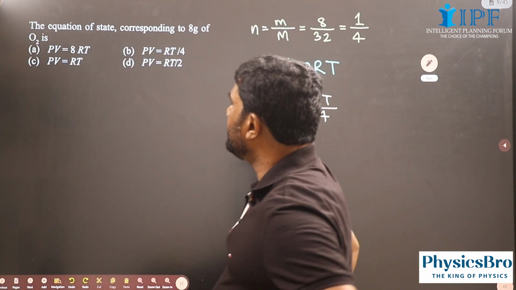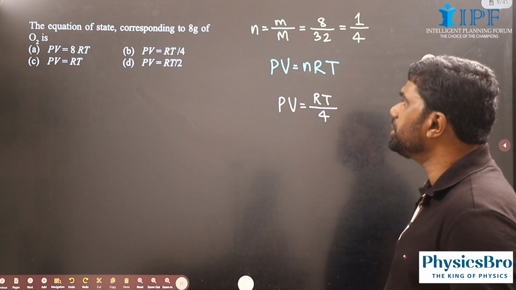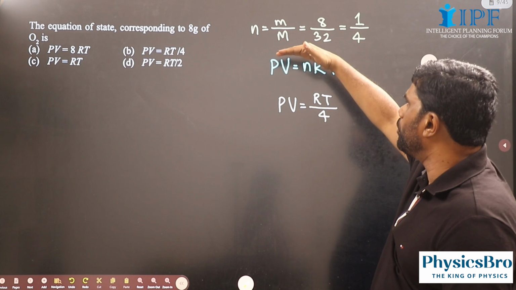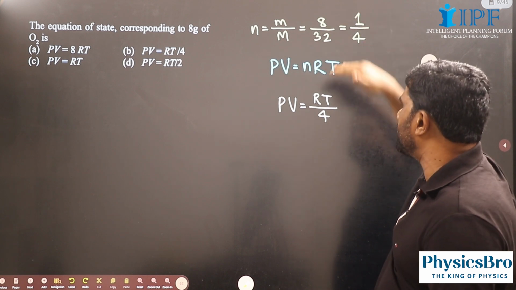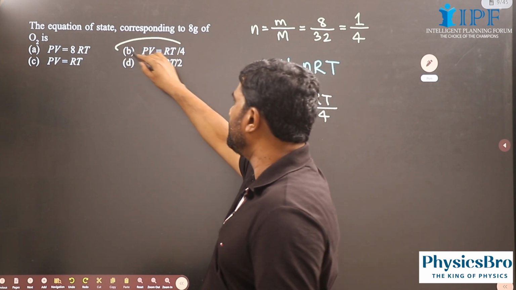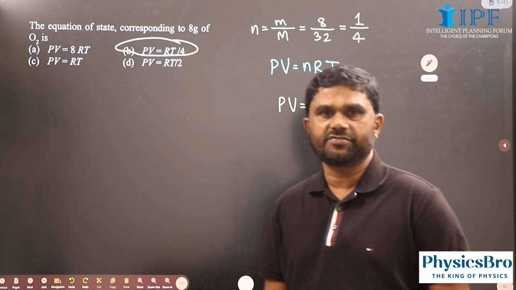Now let's see what we have. The equation of state corresponding to 8 gram of oxygen. Number of moles will be mass by molar mass, 8 by 32, that is 1 by 4. So PV equals RT by 4. Okay, PV equals RT by 4.